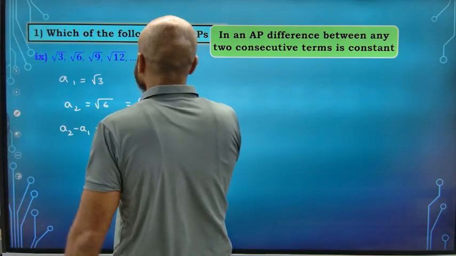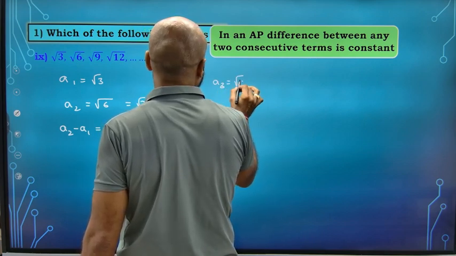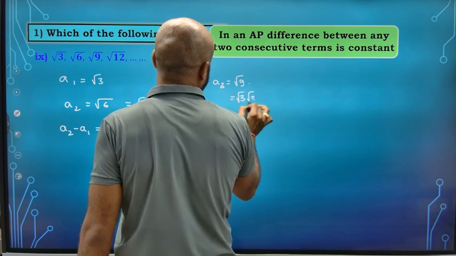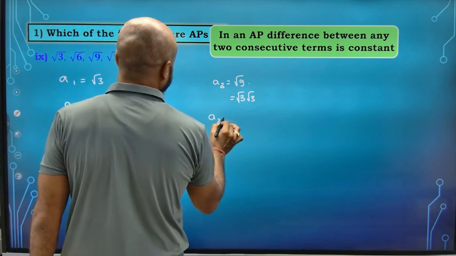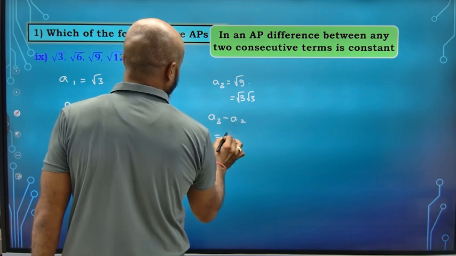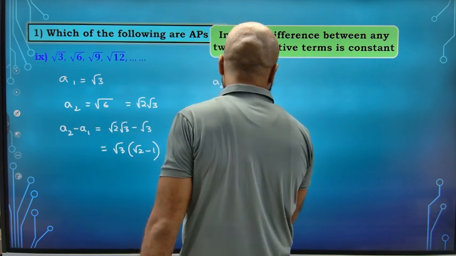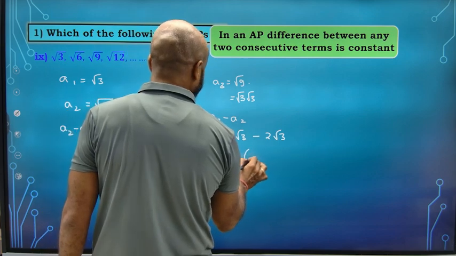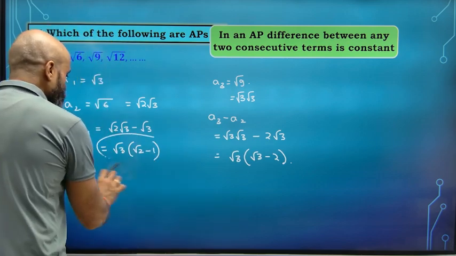Okay, let's take this. A1, A2. What is A3? That is under root of 9. That is under root of 3 into under root of 3. Can we say this? Right? So if I do A3 minus A2, that will be under root of 3 into under root of 3 minus A2, that is under root 2 under root 3. If I take out under root 3 as common, so under root 3 times under root 3 minus under root 2. Are these two the same?